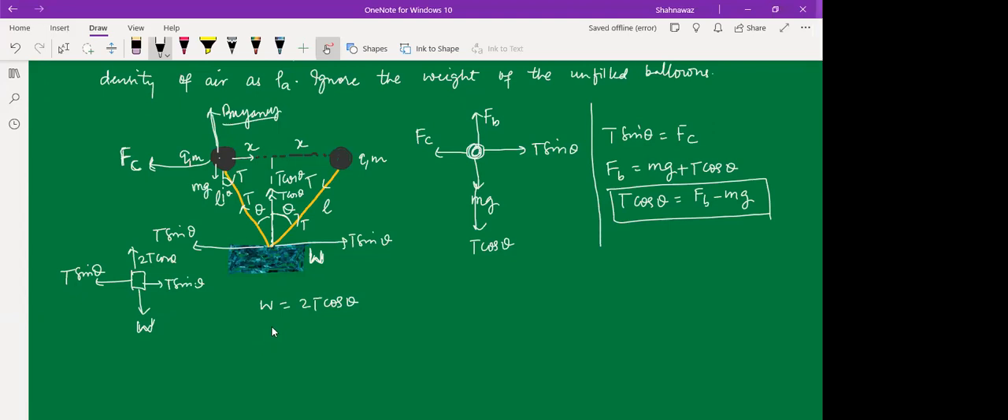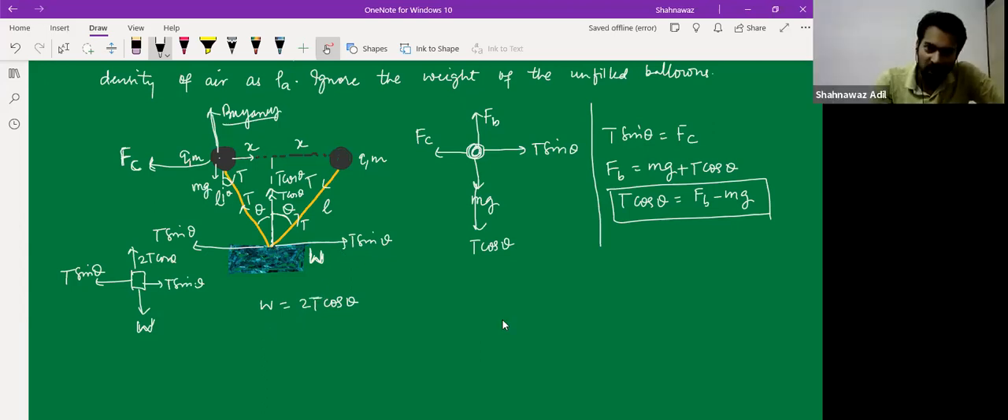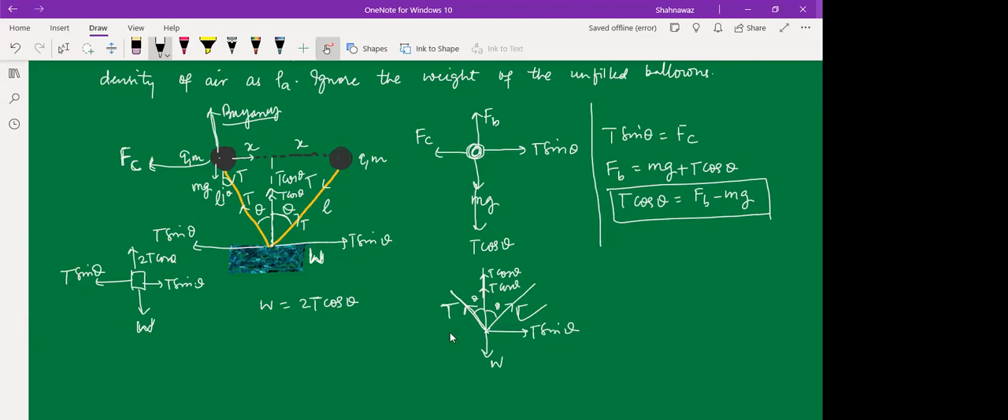Sir, can you explain how it is 2T? Yes. So you have two tensions. One is this tension and one is this tension. So this is theta, so this would be T cos theta for this tension. Again, you have this tension and this is theta, so this would again be T cos theta. So T cos theta will add up, and you have weight in this direction, and this is T sin theta.